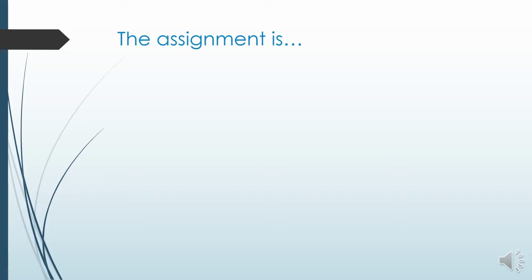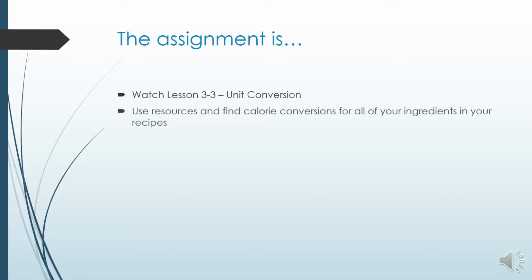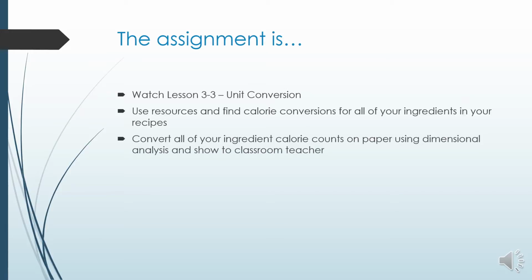So your assignment for this part is as follows. The first thing you're going to do is watch lesson 3-3 on unit conversion. Next, you're going to use resources and find your calorie conversions for all ingredients in your recipes. The easiest resource to use is Google. Convert all of your ingredient calorie counts on paper using dimensional analysis and show to your classroom teacher.